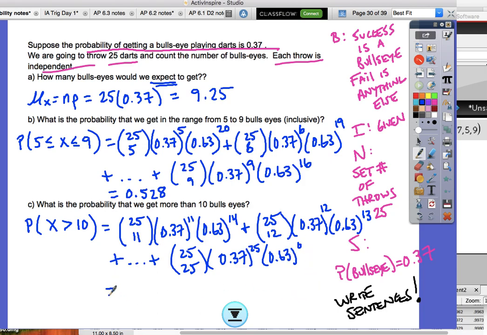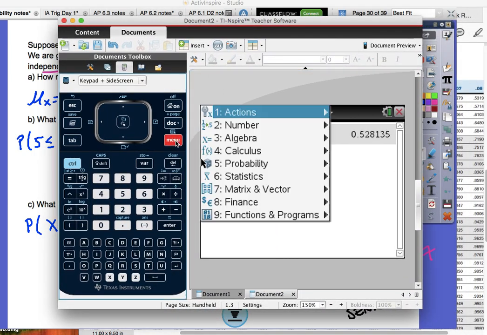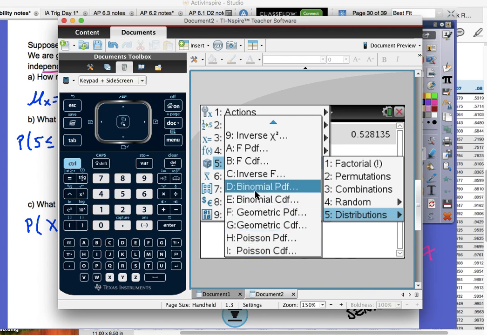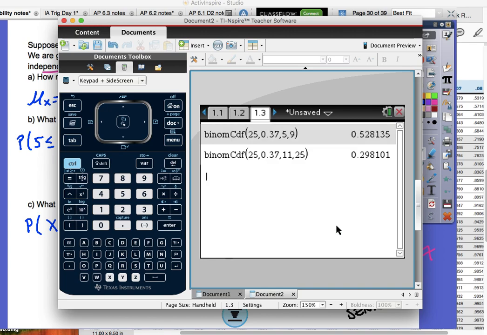All right, and so now I'm going to go to my calculator, and I'm going to type this in. So again, we're going to do Menu, Probability, Distributions, Binomial, CDF. The number of trials is still 25. The probability of success is still 0.37, but this time my lower bound is 11 because I have to be greater than 10, and my upper bound is 25. I hit OK, and there's my final answer, 0.298.